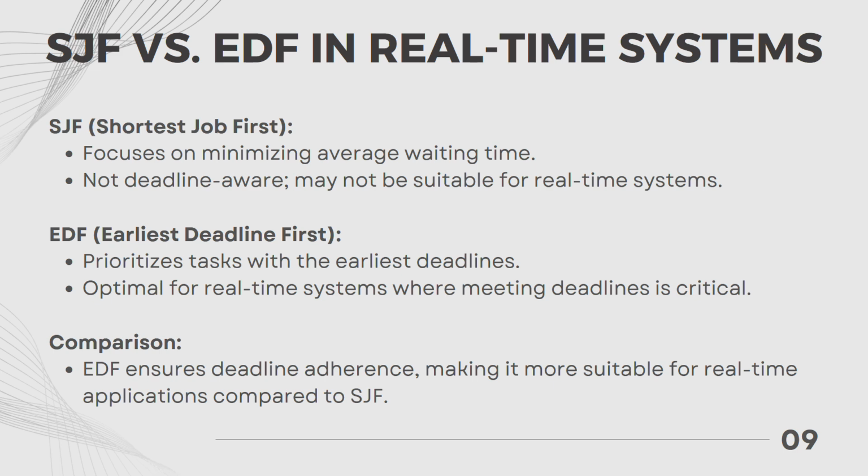Let us understand it with an example. Suppose you are in a shopping mall and the fire alarm doesn't ring on time and water sprinklers don't start. So this is a practical example where the earliest deadline first algorithm plays an important role. It ensures that the task meets its deadline.